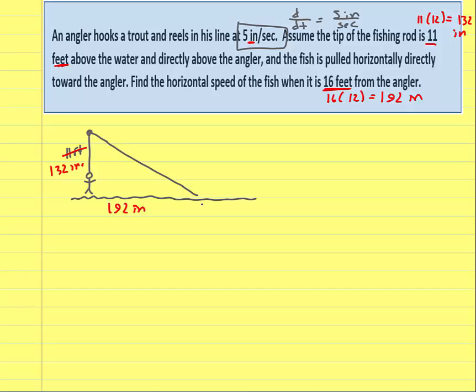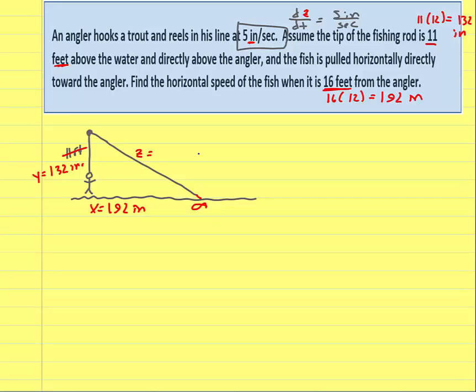So this little fish is coming in, has a hold of the line, of course, and is coming in this direction. So let's see if we have everything here. So we're going to call this x because it's horizontal. We'll call this y because it's vertical, and let's call z the distance from the fish to the tip of the pole. That's going to give us that information here about the line coming in. His line is reeling in at 5 inches per second. Okay, so that's dz dt is 5 inches per second.